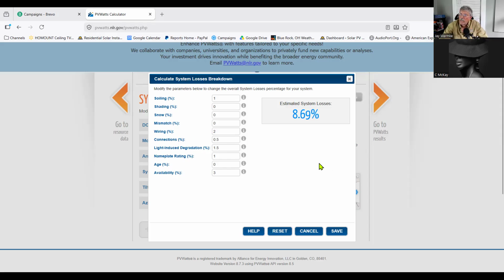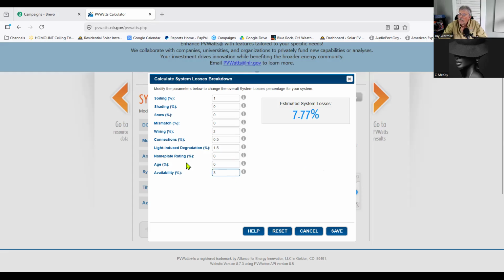Light induced degradation, LID. I always think of it like you're losing the new car smell, or as soon as you drive the car off the lot, it devalues. As soon as you put your solar panels out into the light, they're going to have a certain amount of loss. It's just going to happen. The light changes it. It only happens once, but it's going to happen. So you could leave that at 1.5% if you want. Nameplate rating, again, that's a plus or minus kind of thing. I'm going to put that at 0.